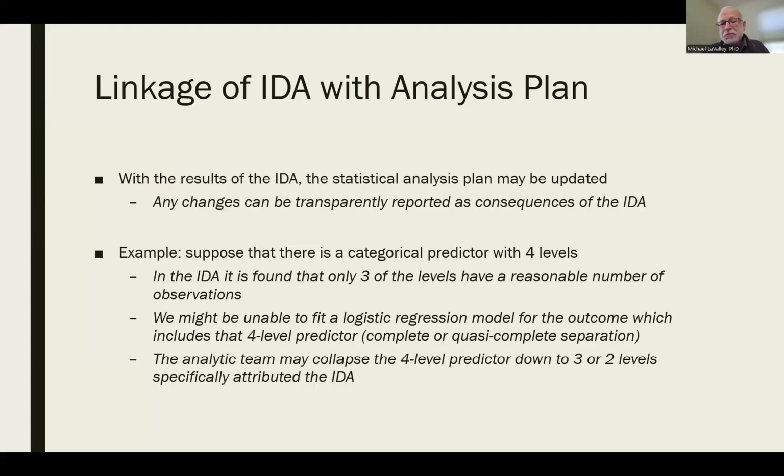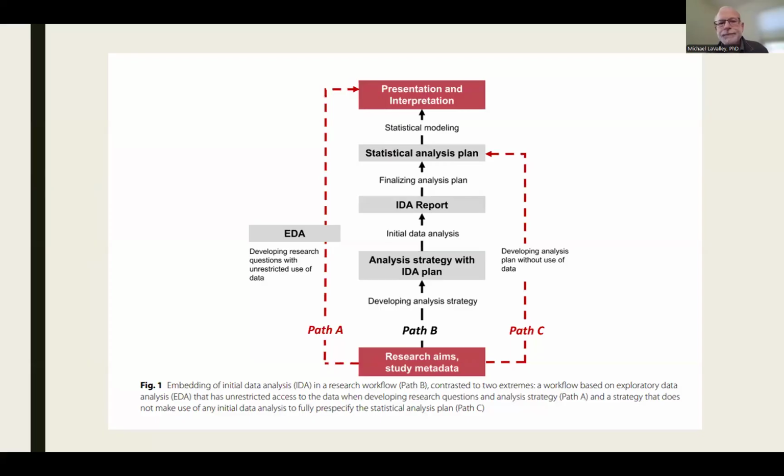So, we could collapse that 4-level predictor down to 2 or 3 levels, depending upon the frequencies we see. And again, that could be put in the AIP, to say we changed how we coded this variable on the basis of this initial data analysis. But this is the kind of thing that, if we hadn't done the IDA, we might get 90% of the way through the analysis or 80% of the way through, and all of a sudden we're trying to figure out why things are looking so strange, why things aren't working at all.